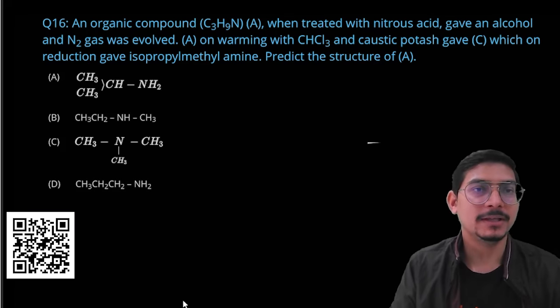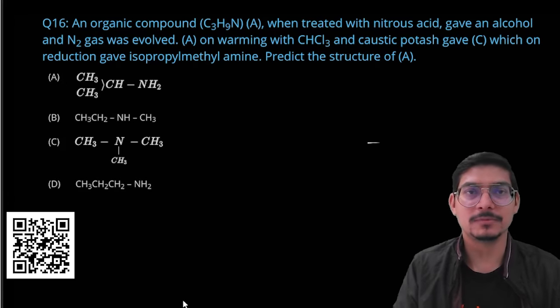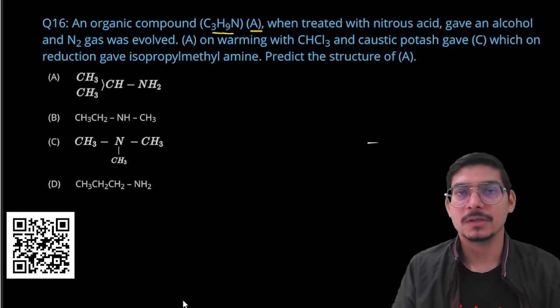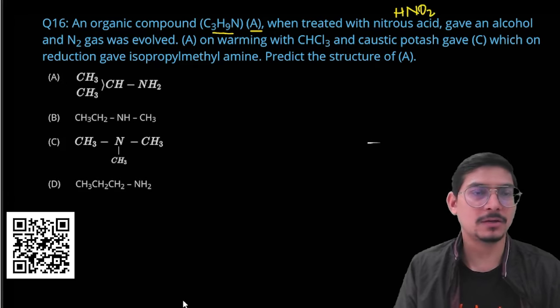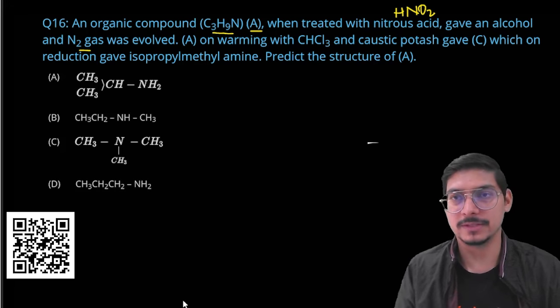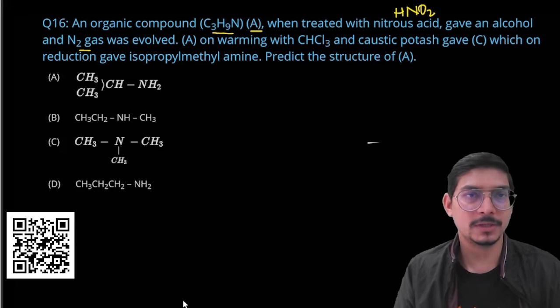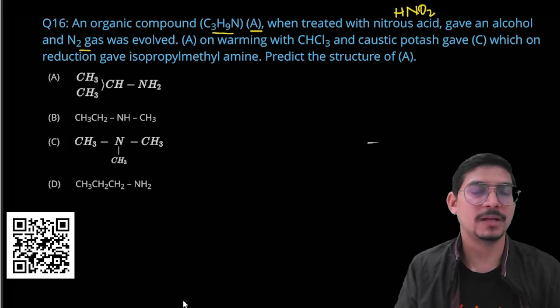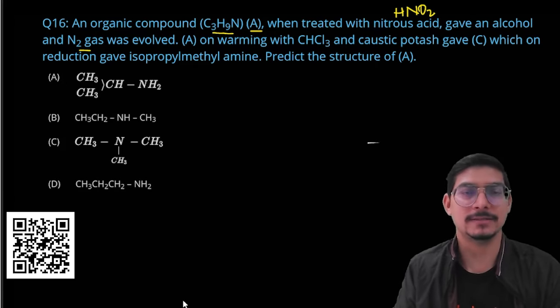Hi everyone. In this question, we are given an organic compound A, which has the molecular formula C3H9N. When it is treated with nitrous acid, which is HNO2, we obtain an alcohol and nitrogen gas is evolved. Now, please remember that primary aliphatic amines react with nitrous acid to give unstable diazonium cations, which spontaneously decompose in the solution to give alcohol, and the diazo group exits as nitrogen gas.